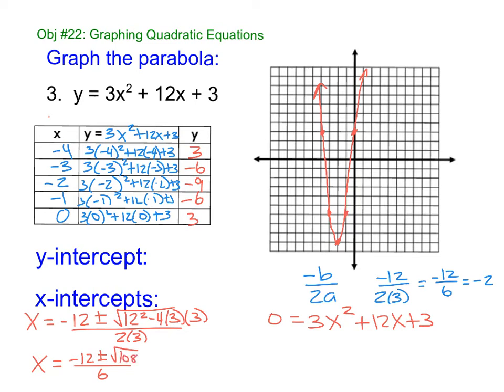Now, with these, if you want to get the decimal, I'm good with that, because it's kind of weird to leave these as a radical, since I want to know where this crosses the x-axis. If you want to leave it, you can.